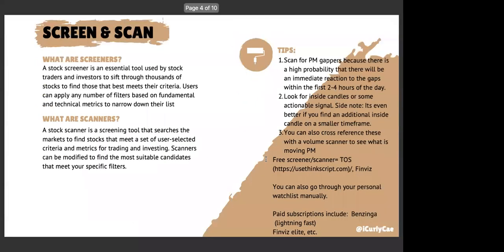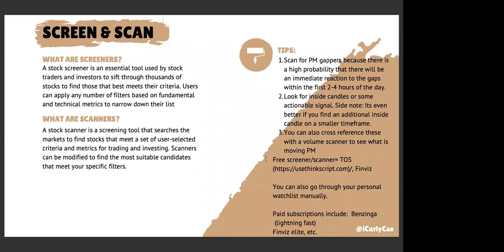Now, let's quickly just go over what screeners and scanners are, okay? So a screener is an essential tool used by stock traders and investors to sift through thousands of stocks to find those that best meet their criteria. Users can apply a number of filters based on fundamental and technical metrics to narrow down their list. And what are scanners? A stock scanner is a screening tool that searches the markets to find stocks that meet a set of user selected criteria and metrics for trading and investing. Scanners can be modified to find the most suitable candidates that meet your specific filters.